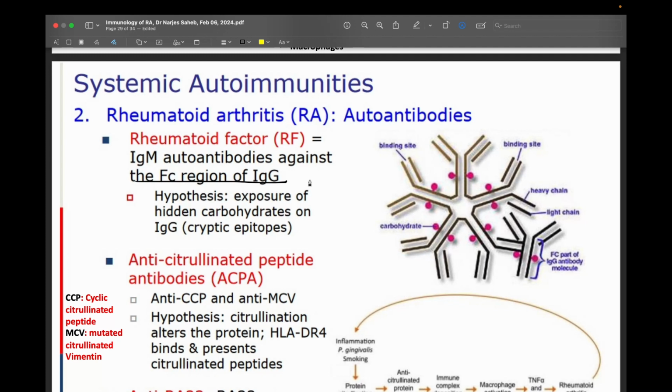IgM against that carbohydrate is produced. فبالتالي راح يصير اكو عندنا rheumatoid factor will be deposited into the joints and will cause the inflammation.